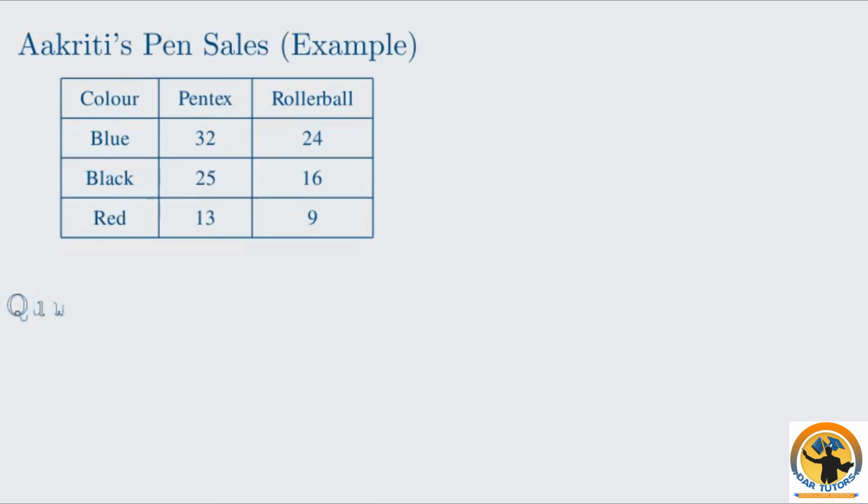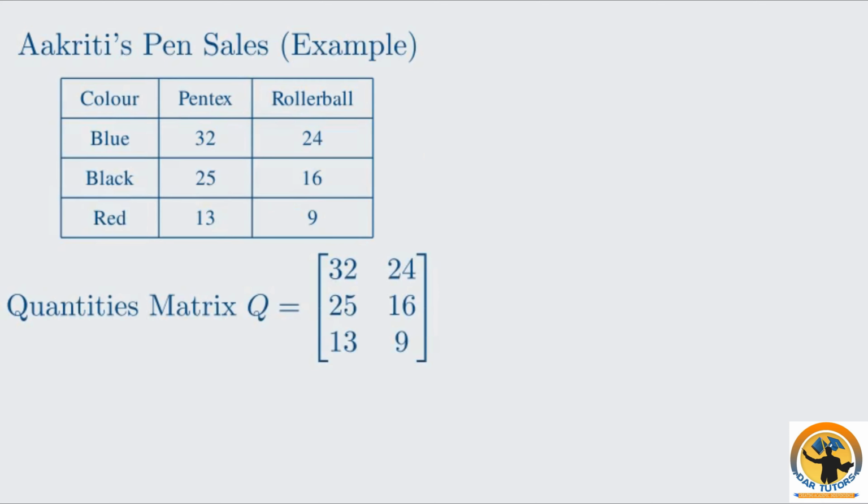For example, consider Akriti's stationery shop, which sells 2 brands of pens, Pentex and Rollerball, in 3 colors. We can represent her sales data in a matrix. The table shows sales for blue, black, and red pens for each brand. We can convert this directly into a matrix Q. Here, the rows represent the colors and the columns represent the brands. Notice how the structure of the data is preserved within the matrix.